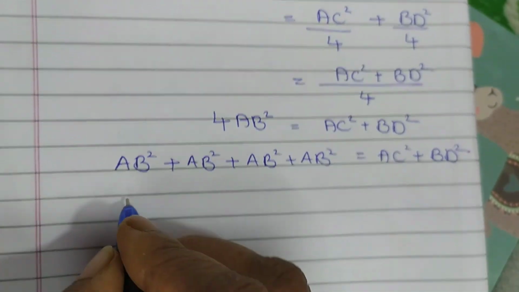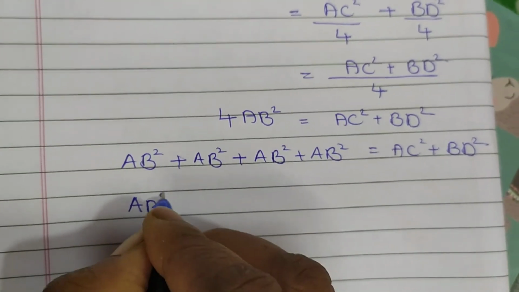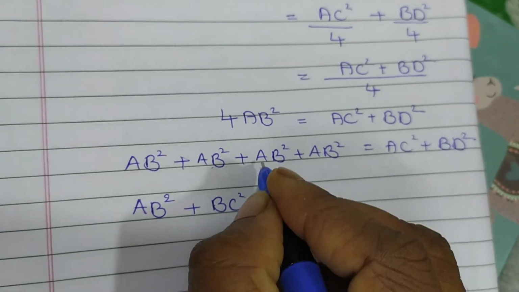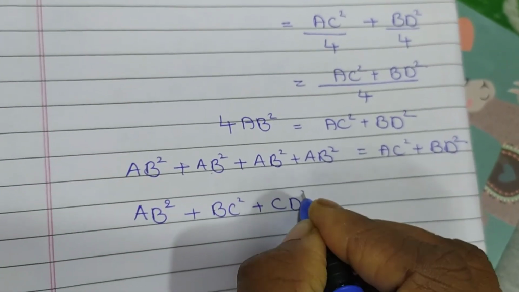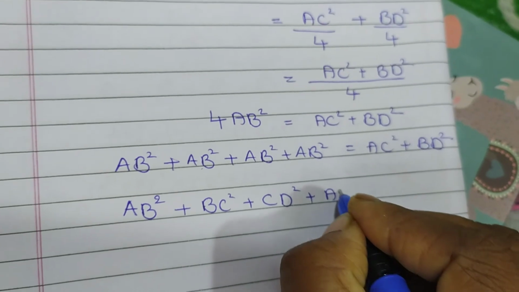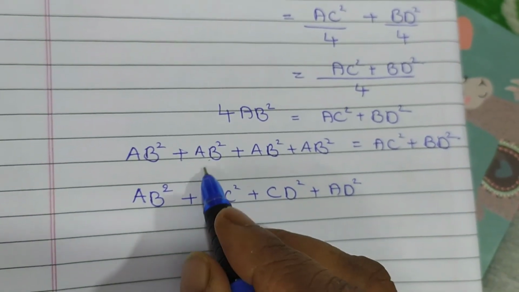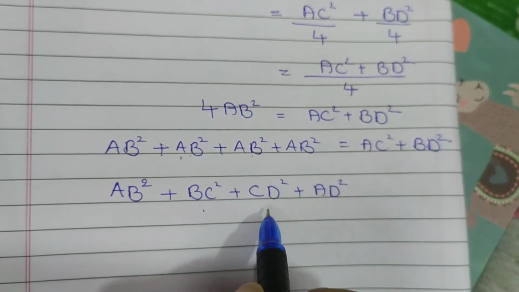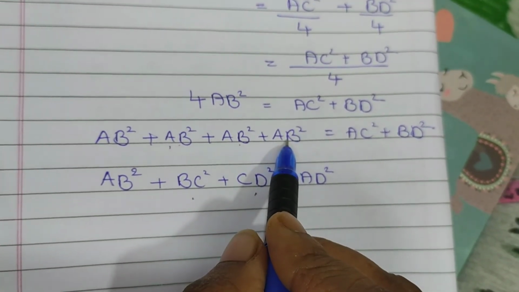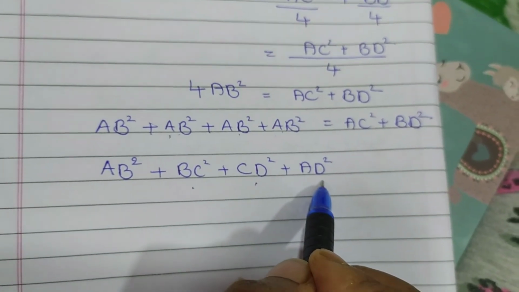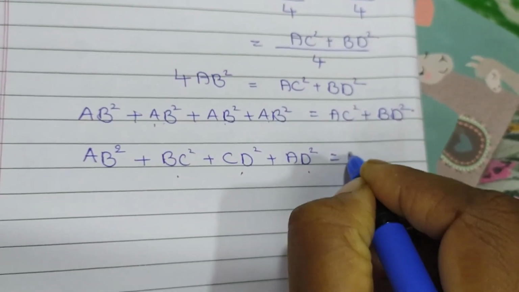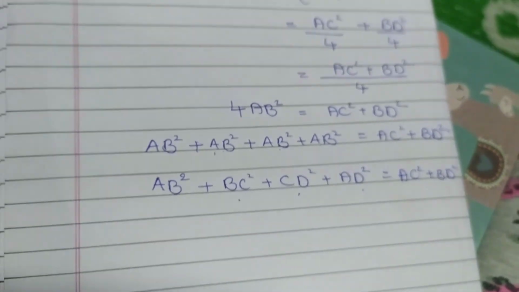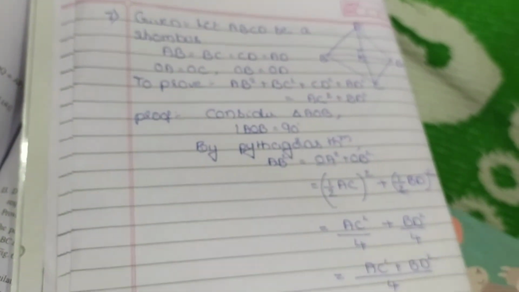But we know that in a rhombus all the sides are equal, so instead of one AB I can write BC. Instead of one more AB I can write CD square, and this as AD square. Since all the sides are equal, instead of AB I wrote BC, CD, and AD, which equals AC square plus BD square. Hence the proof. So this is the alternate method for solving.